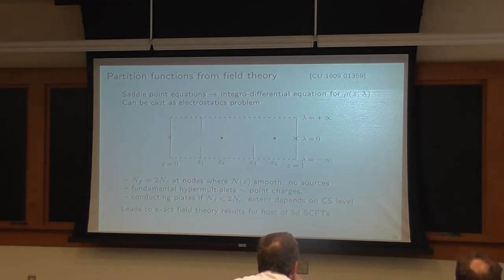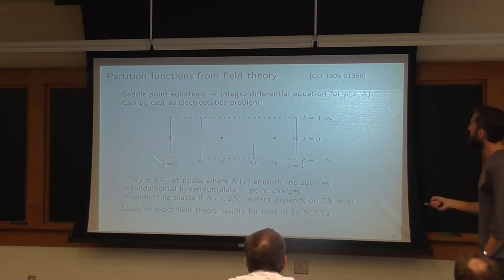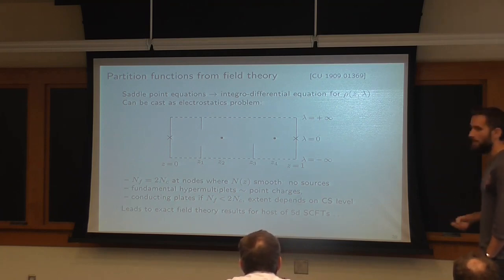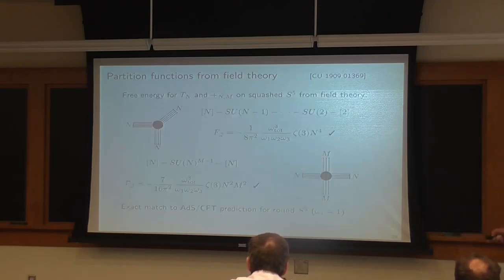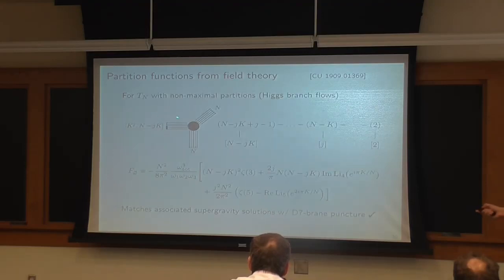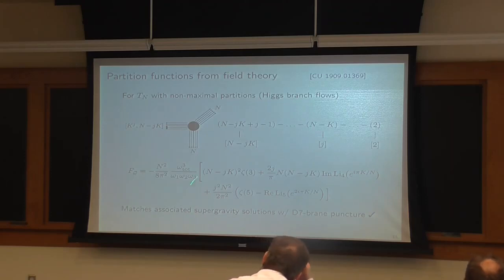So this is just, I'm giving you that as a fact. But the point is you have a cavity with some charges, conducting plates. Their position depends on the Chern-Simons terms. And this is not entirely trivial to solve, but fairly standard. So from this I can get a host of exact results. For the T_N theories and the plus theories, I can now provide an exact match to the SCFT prescription. And if we look at the T_N theory here with the non-maximal partition of these five-branes, you get a very complicated function which has polylogs of degree 4 and 5. And this matches between supergravity and field theory.